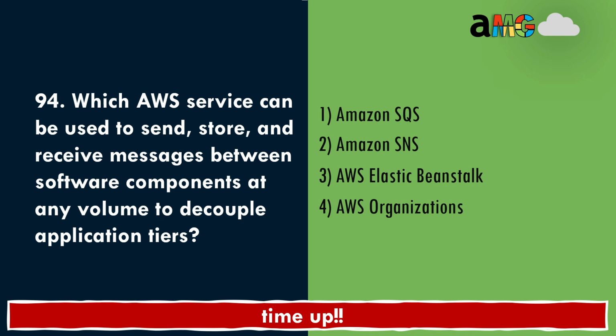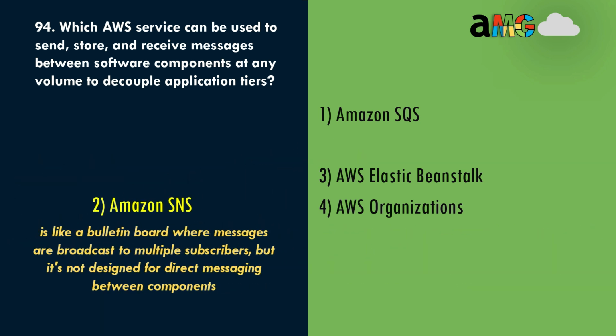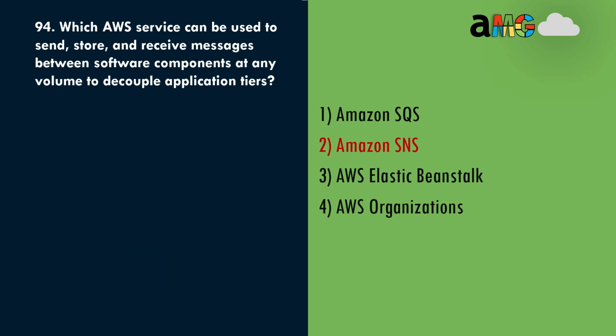Time up. Now imagine you have a restaurant with different teams, which are the application tiers that need to communicate with each other, like the kitchen and the waiters. You want a system that allows them to send and receive messages, which is like orders, without directly relying on each other. Hope you got it. Now, Amazon SNS is like a bulletin board where messages are broadcast to multiple subscribers, but it's not designed for direct messaging between components. Alright, so this becomes your wrong answer.